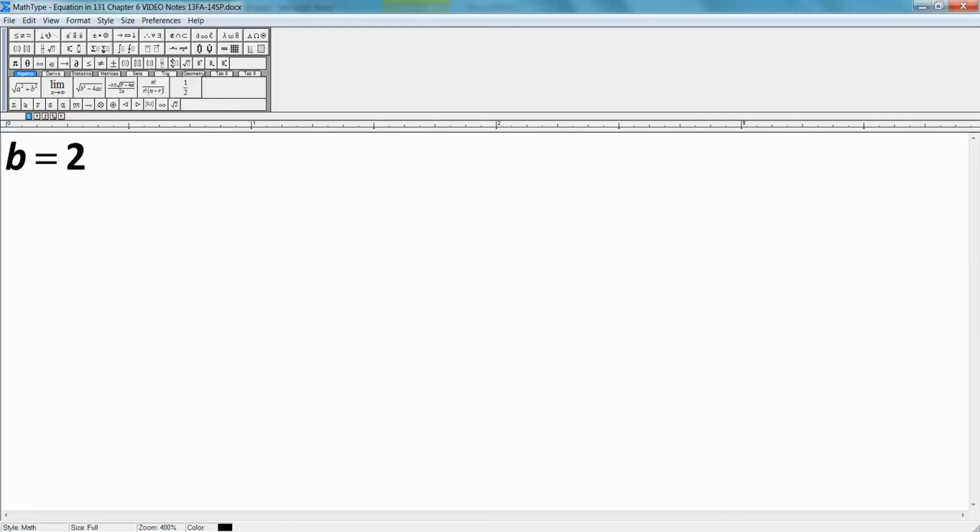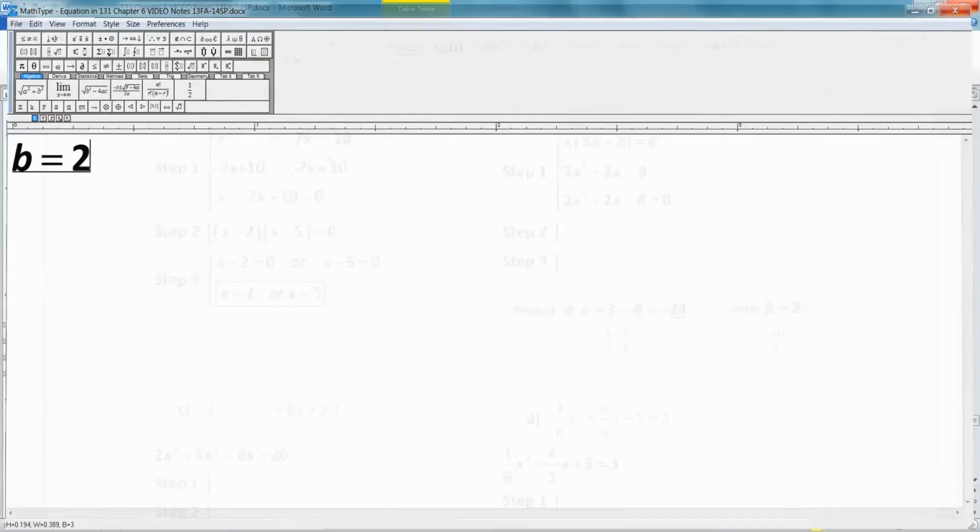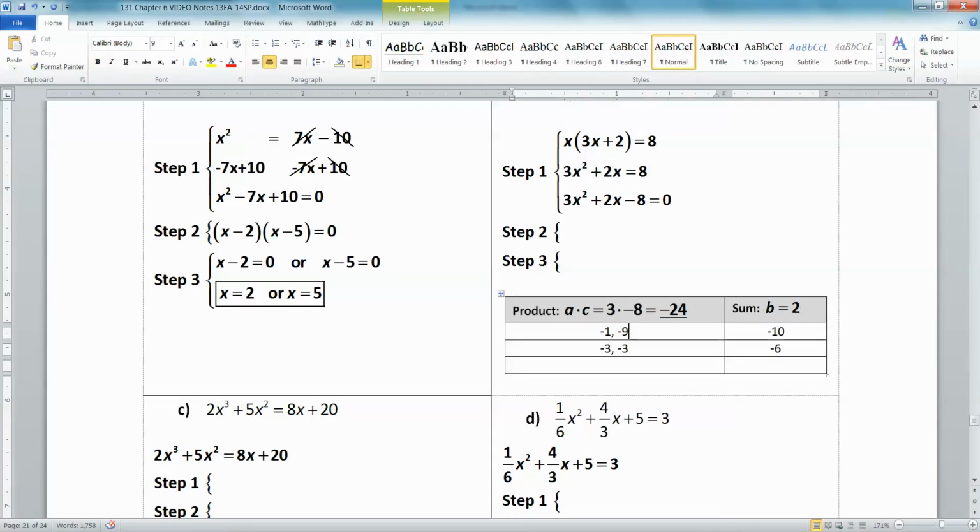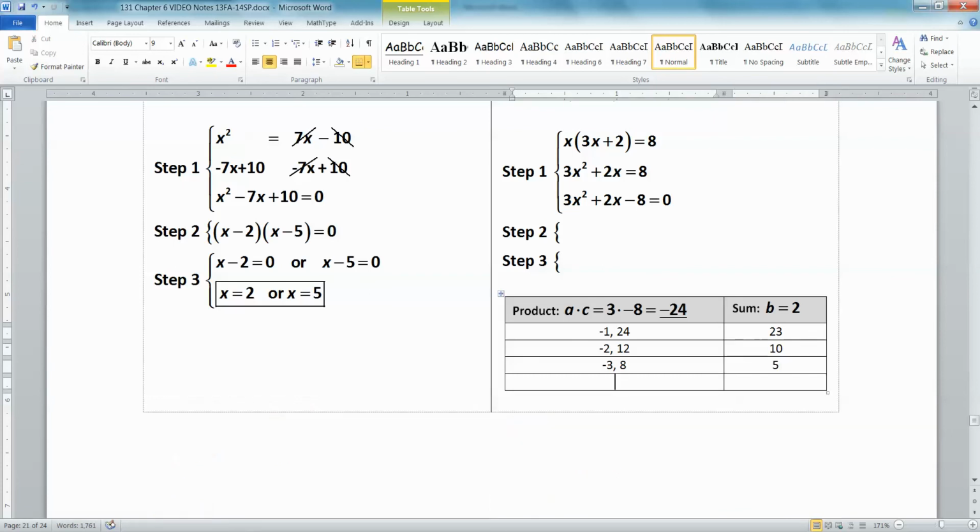Positive 2. Okay, so we've got to figure out what makes negative 24. Negative 1 and positive 24 would make 23. Negative 2 and positive 12 would make positive 10. Negative 3 and positive 8 would make 5. We're getting closer. Negative 4 and 6, there it is. That would make 2.